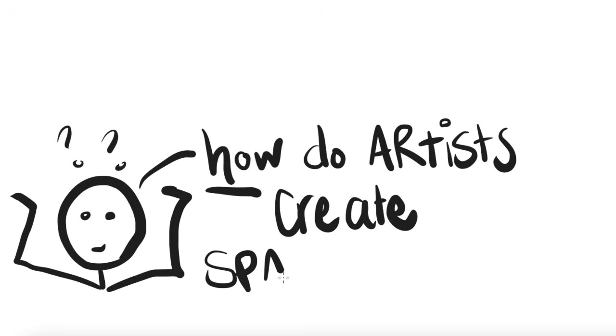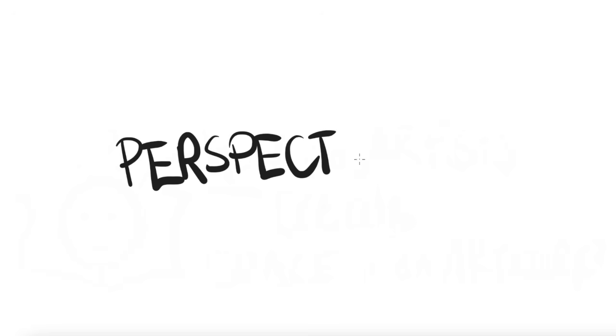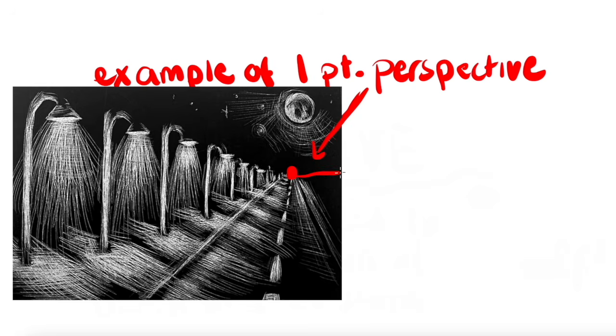Are you still feeling a little confused about how artists create space in an artwork? There are lots of different ways that artists do this. One technique is called perspective. Perspective is a technique used to create the illusion of depth on a 2D plane. The 2D plane might be a flat piece of paper or a flat white canvas.